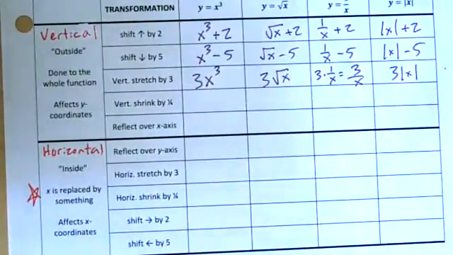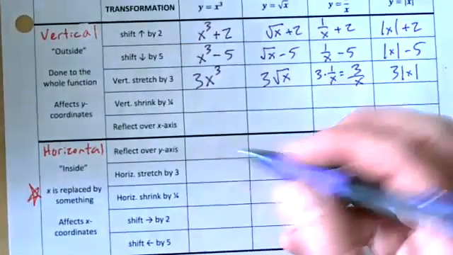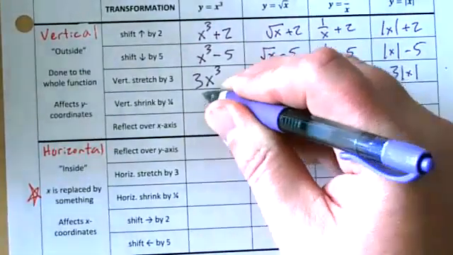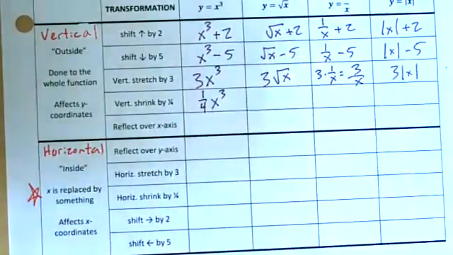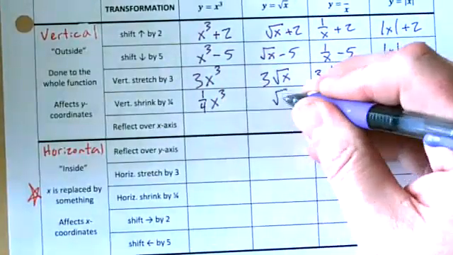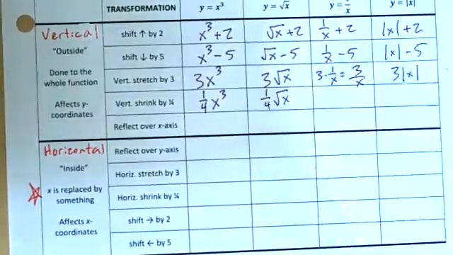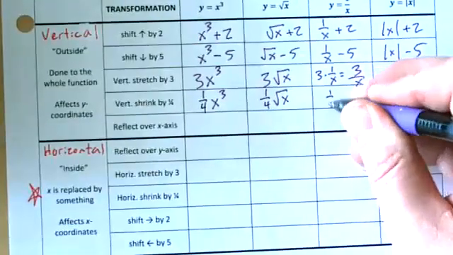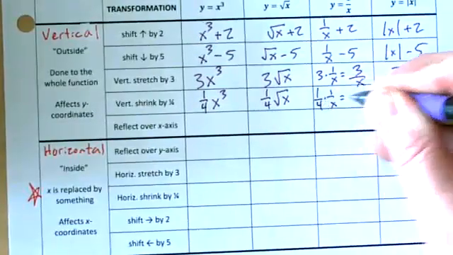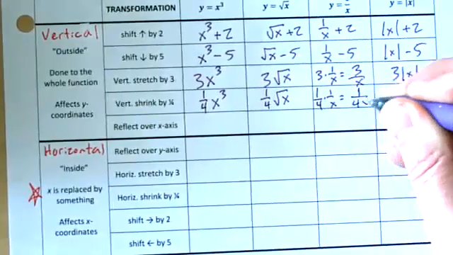Vertical shrinks work the same way as vertical stretches, except with a shrink, we'll be multiplying by a number that's less than 1. Stretch will be a number greater than 1, shrinks will be less than 1. So we've got shrink by 1/4, so we'll just take our x cubed function and multiply the whole function by 1/4. Square root of x gets multiplied by 1/4. 1 over x gets multiplied by 1/4. I would probably end up writing that as 1 over 4x.